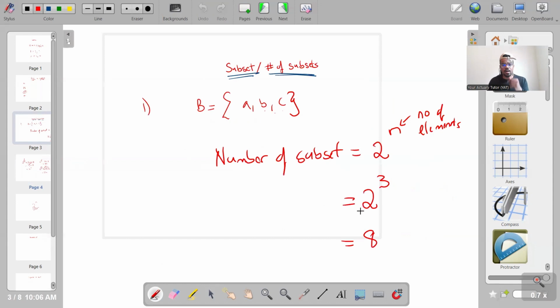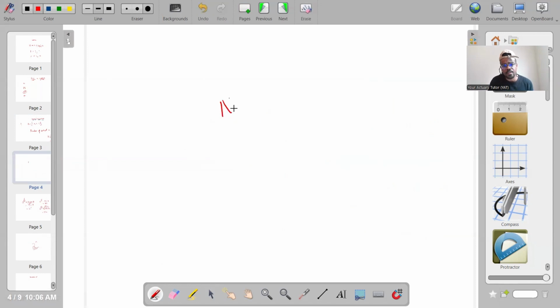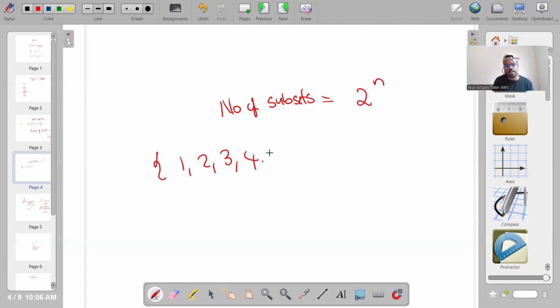All right? Now, let's get back to subsets. Let's go again. The key formula we learned: the number of subsets in any set is equal to 2 raised to the n power. So if I say I have a set of these, 1, 2, 3, 4, and 5, how many subsets can be formed with this?